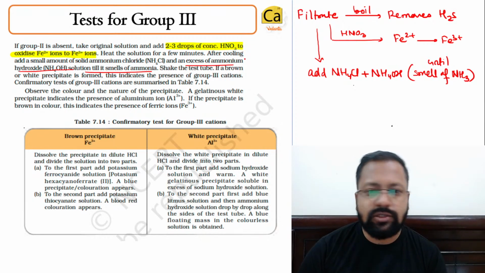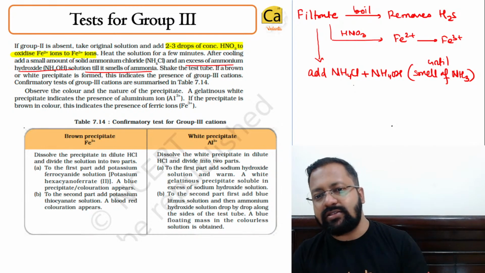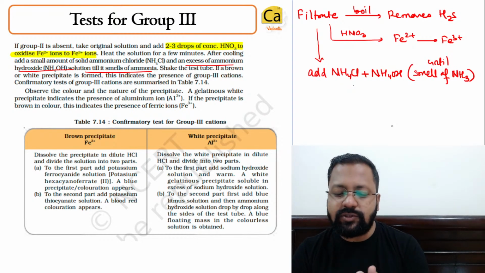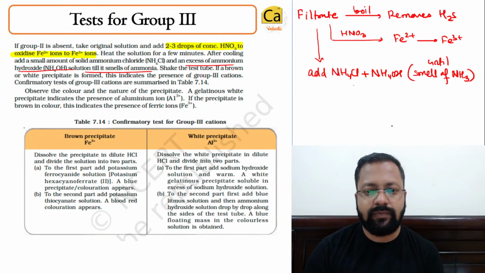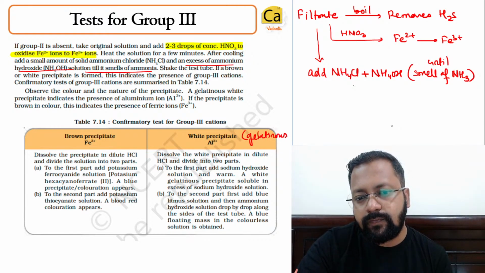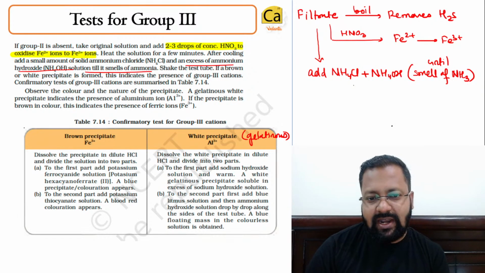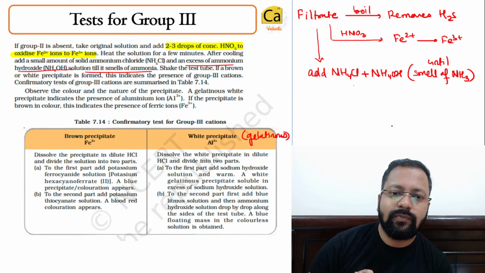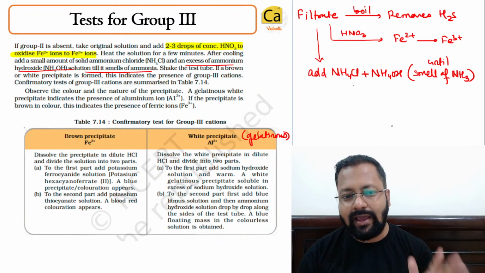Now at this juncture, if you get a brown precipitate, that means there is iron. If you get a gelatinous white precipitate, gelatinous meaning it will look like a gel, that means there is aluminium. So this white precipitate is gelatinous. Okay, and if the precipitate is brown in color, that means there is iron.